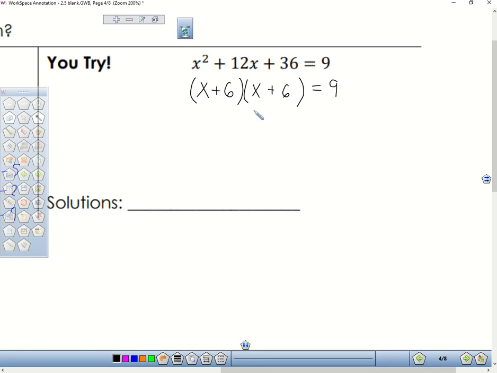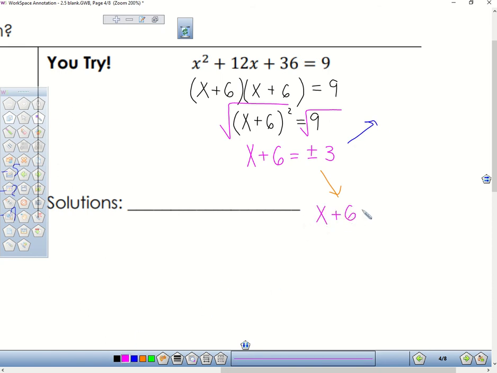So then how can I rewrite two identical binomials? Good, x plus 6 squared equals 9. And then what can I do to both sides? Good. And this becomes x plus 6, and over here what do you get? Plus or minus 3. That means we have two separate equations here. We have the equation that has the positive 3, and we have the equation that has the negative 3.